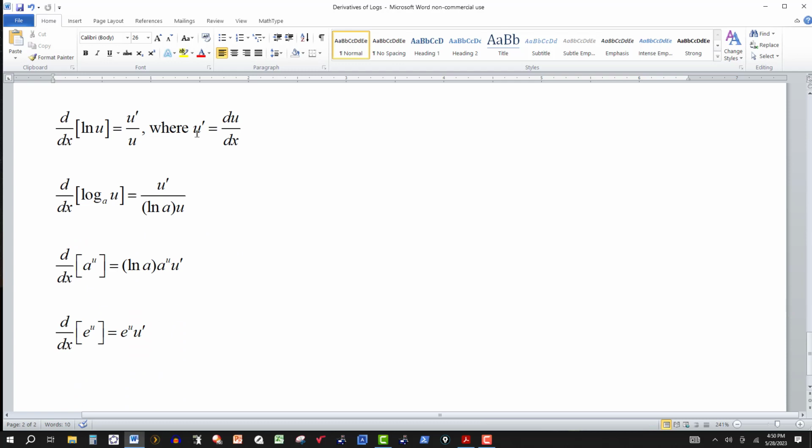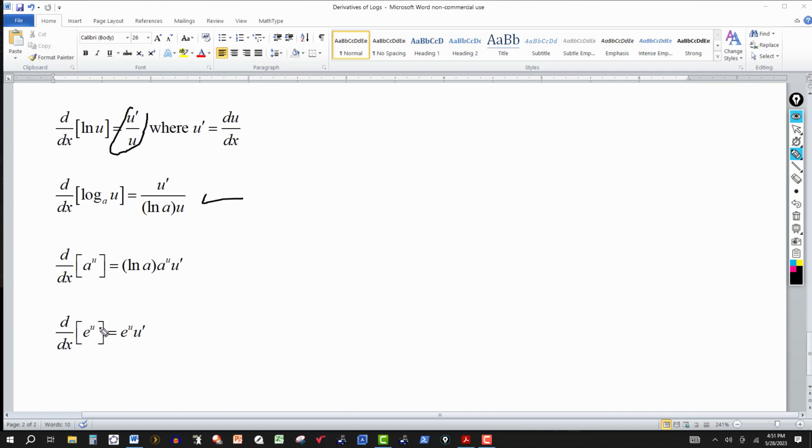And here u is a function of x, so I'm using u prime to mean the derivative of u with respect to x. So the first one's really a special case of the second one here. Here the base of the log function is a, and of course in the first one the base of the log function is e, and the natural log of e to base e is 1. That's why you don't see it here.